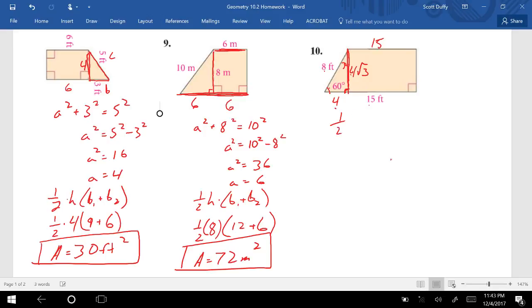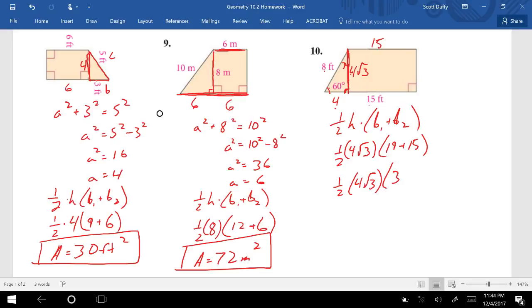Plugging in, 1/2 times height times base 1 plus base 2. Height is 4 square root of 3. Base 1, the bottom, would be 19. Base 2 would be 15. Add those up. I get 34. So it's 1/2 times 4 square root of 3 times 34.